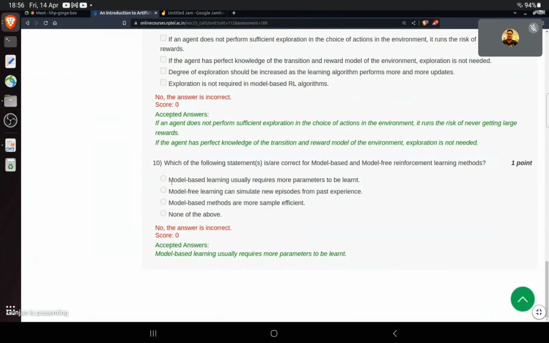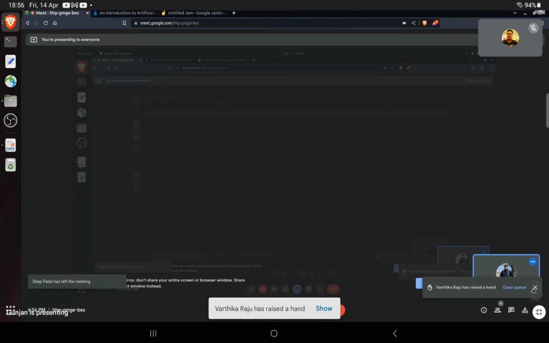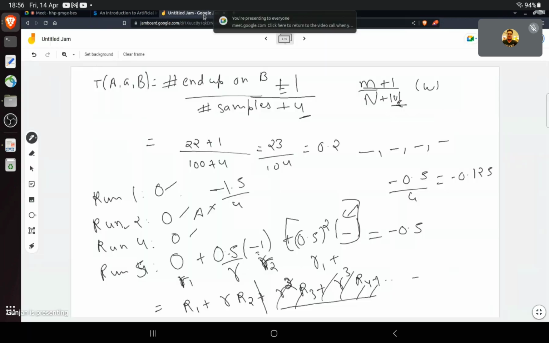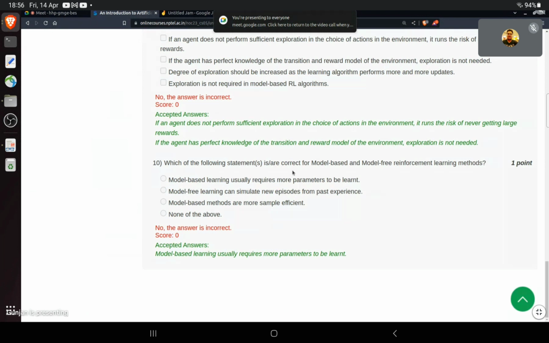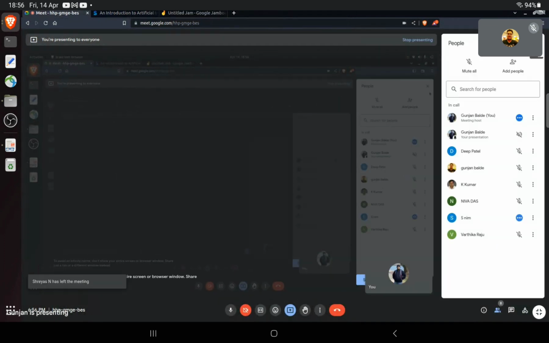And lastly, model-based learning usually requires more parameters to be learned. Model-free can simulate new episodes from past experience, and model-based methods are most sample efficient. So, since it is model-free, no. Achha, there is one comment. What is the meaning of sample efficient? That means it might require fewer samples. That was described in the lecture. Sample efficiency is essentially reaching an optimal policy with a smaller number of samples.